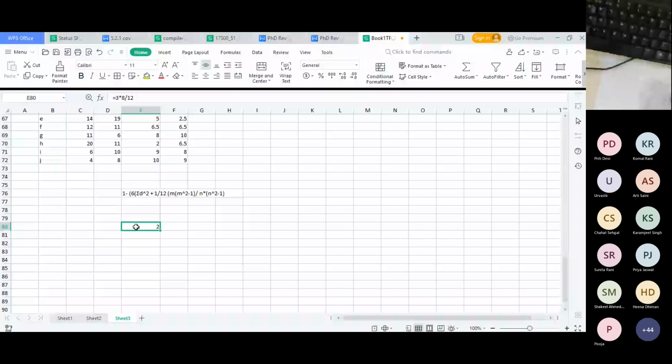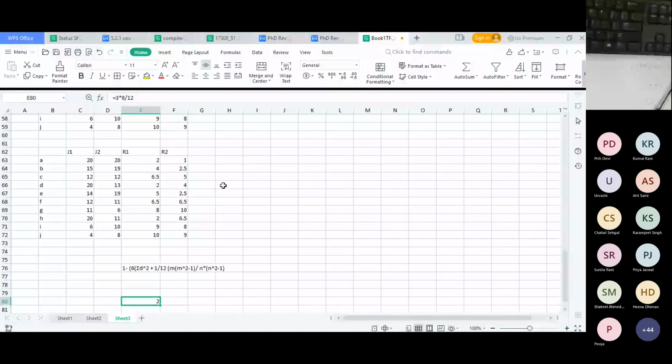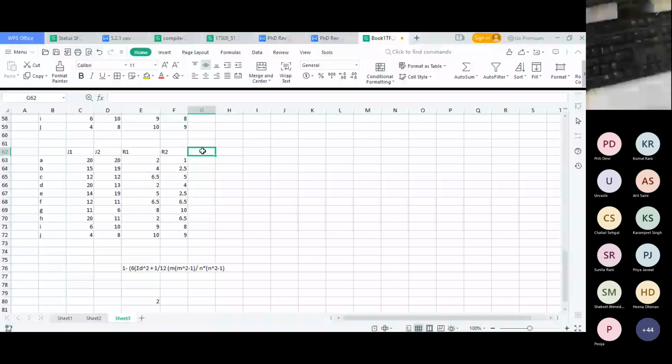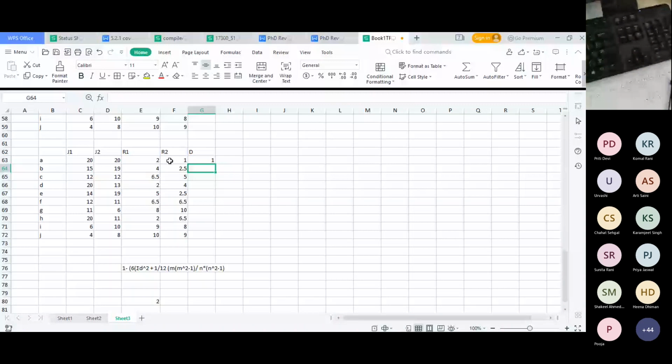So the net formula becomes 1 minus 6 summation d square, plus the correction factors. So we have to calculate the d values first. You can check the Excel sheet for the calculation of d. d will be equal to the difference of the two ranks, which will be R1 minus R2. So these are our individual d values.